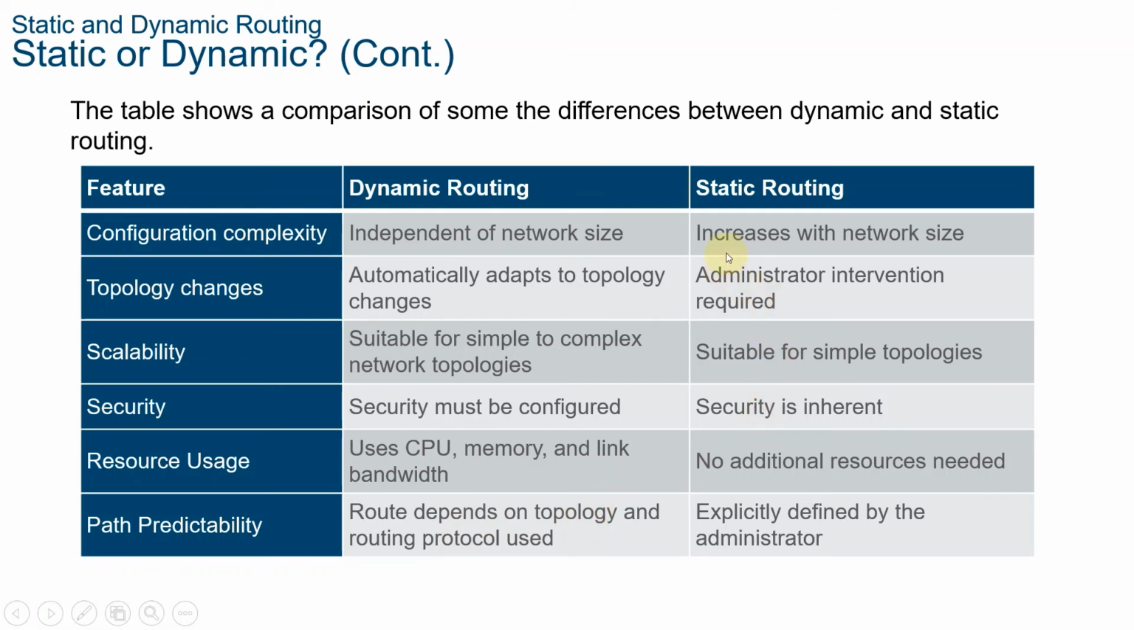Okay, now for static, the complexity of the configuration increases as the network size increases. For topological changes, the administrator needs to manually configure, or there should be a manual intervention needed. Scalability: static is suitable for small networks. Security is inherent, all right? So no additional resources are needed, and the path is explicitly defined by the administrator for path predictability. So it is recommended that we use dynamic routing along with static routing and vice versa.